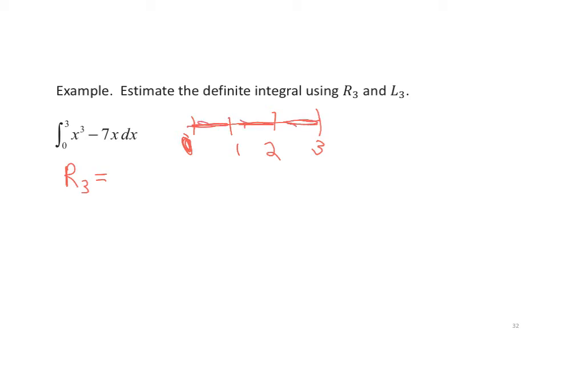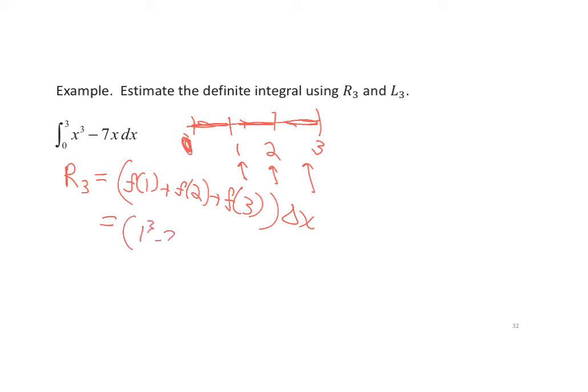1. Our right endpoints will be 1, 2, and 3. So it'll be f of 1 plus f of 2 plus f of 3 times delta x. In other words, more specifically, it'll be 1 cubed minus 7 times 1 plus 2 cubed minus 7 times 2 plus 3 cubed minus 7 times 3, all multiplied by the delta x, which is 1.